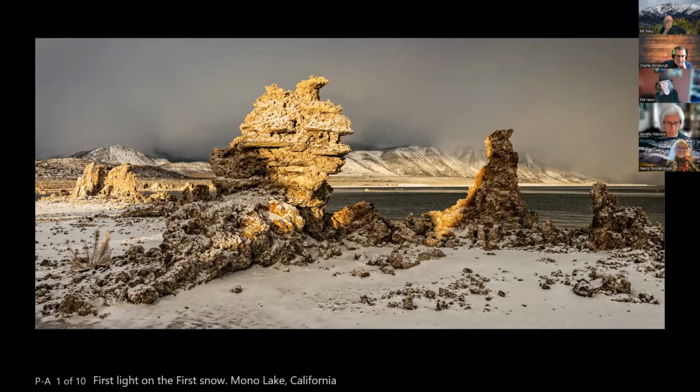First light on the first snow, Mono Lake, California. Nice, nice. Very nice. Wonderful detail in terms of the structures there. You get the snow there. Interesting first light, which I think is just wonderful.